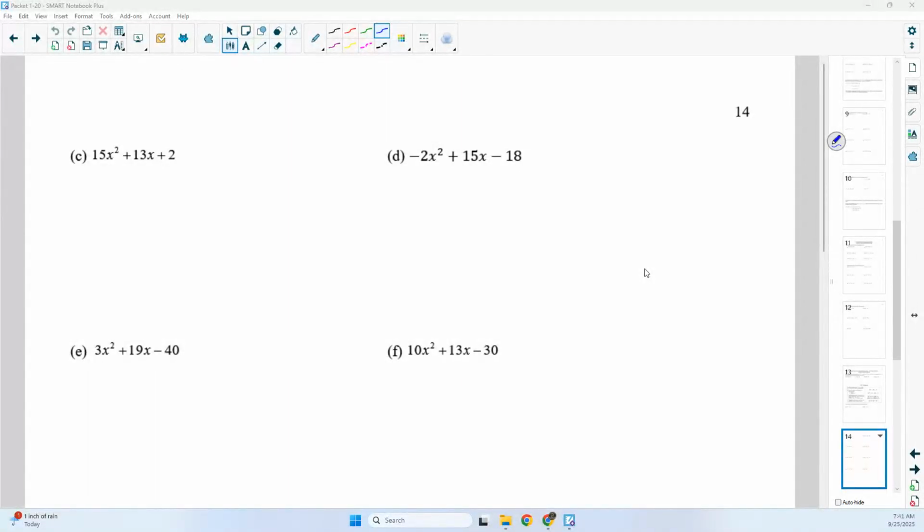So on this page, we're going to do a little more practice with AC grouping, but it's also going to lead into some other types of factoring. Looking at the first one, I do have a trinomial, a is greater than 1, and I have no GCF. So I'm going to go right into AC grouping.